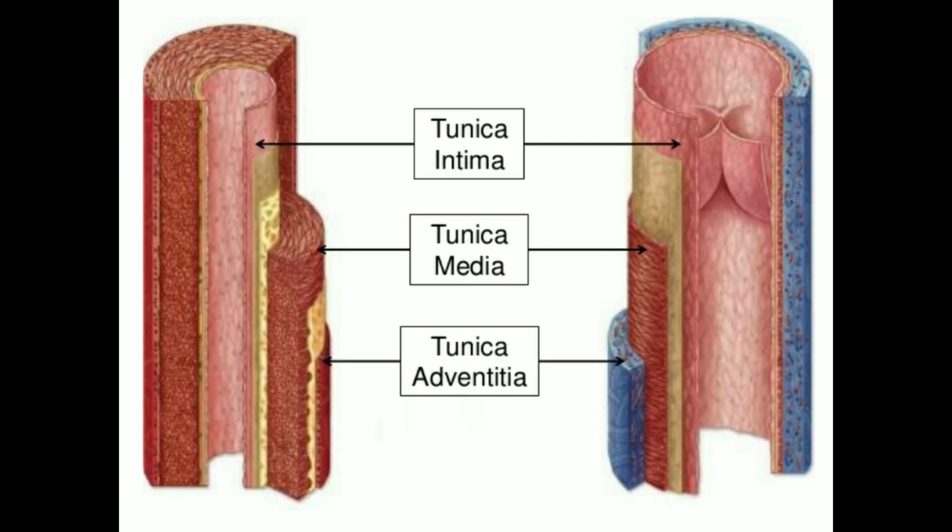This is the longitudinal view. Looking from inside out, the inner one is called the tunica intima, the middle one is called the tunica media, and the outside one is called the tunica adventitia. These are the three coats of the blood vessel. You can see them on this side and this side.